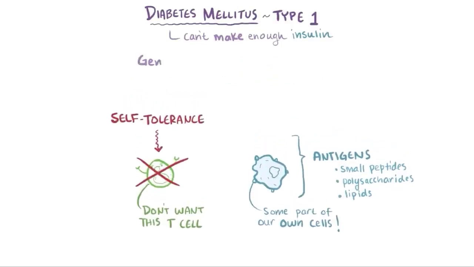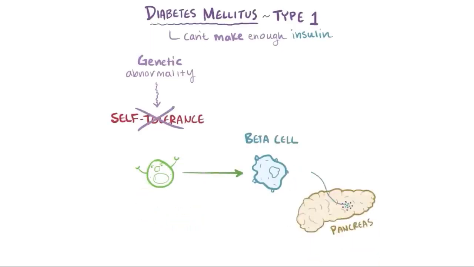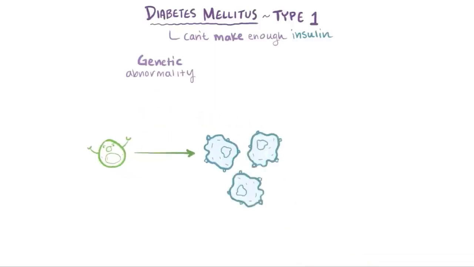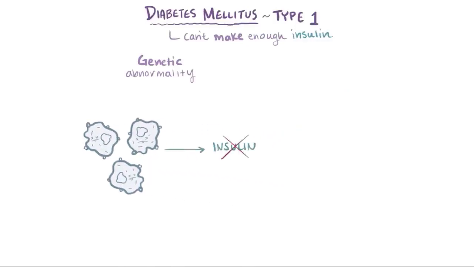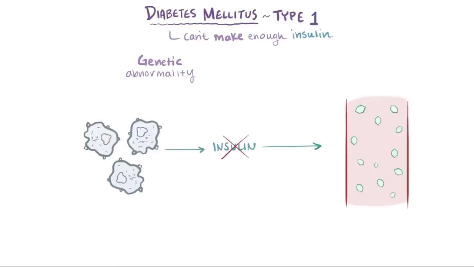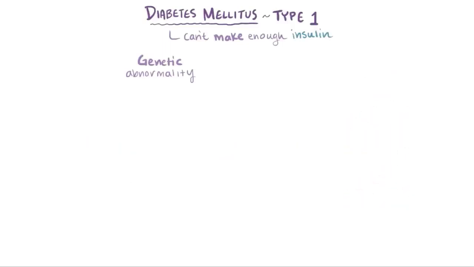In type 1 diabetes, there's a genetic abnormality that causes a loss of self-tolerance among T cells that specifically target the beta cell antigens. Losing self-tolerance means that these T cells are allowed to recruit other immune cells and coordinate an attack on these beta cells. Losing beta cells means less insulin, and less insulin means that glucose piles up in the blood, because it can't enter the body's cells.